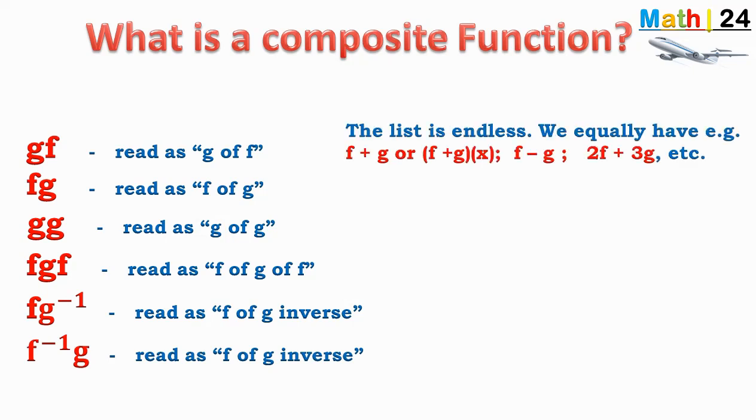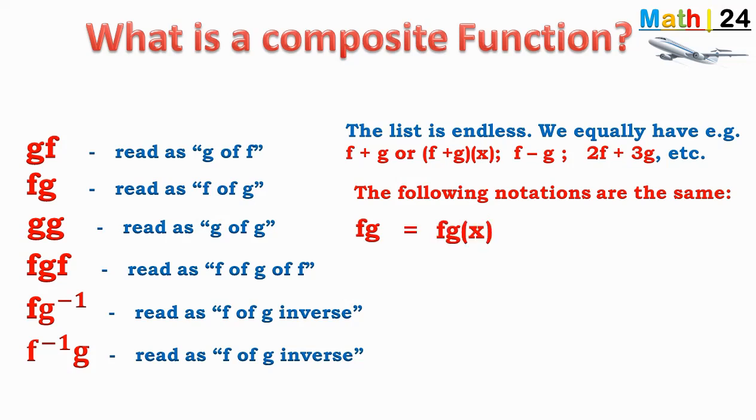We can equally have sums and differences. For example, F plus G, we can equally have F minus G, 2F plus 3G, and so on. The following notations are the same. F of G is the same as F of G of X, and this can be written that way, and this is another way to write it, and this is the last way. So it can be written in any of these forms. All of them actually mean the same thing.